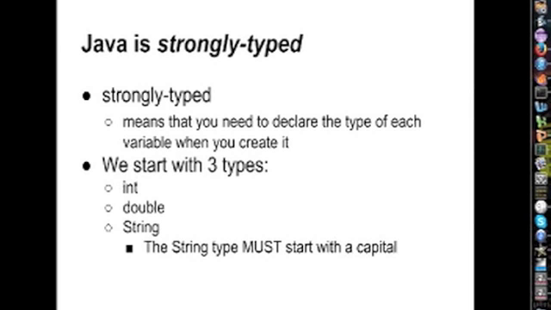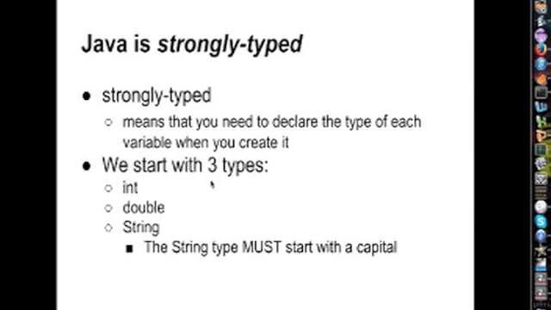This is just a term that, if you have no context in programming languages, doesn't make sense. But just for the purposes of completeness, strongly typed means that you have to specifically declare the type of each variable that you create. So we're going to start with three types. We're going to have int. These are for integers, like 4 or 17.